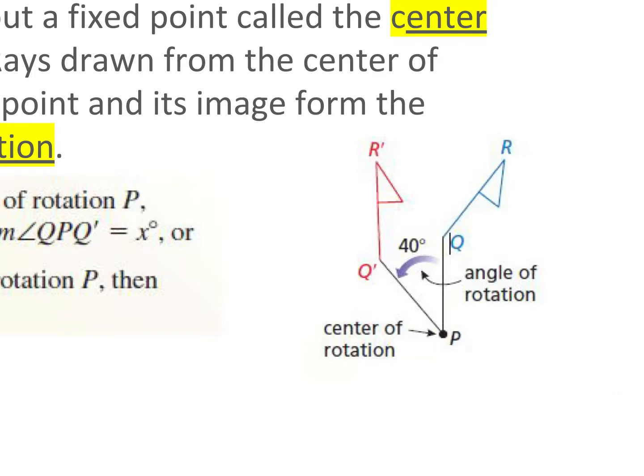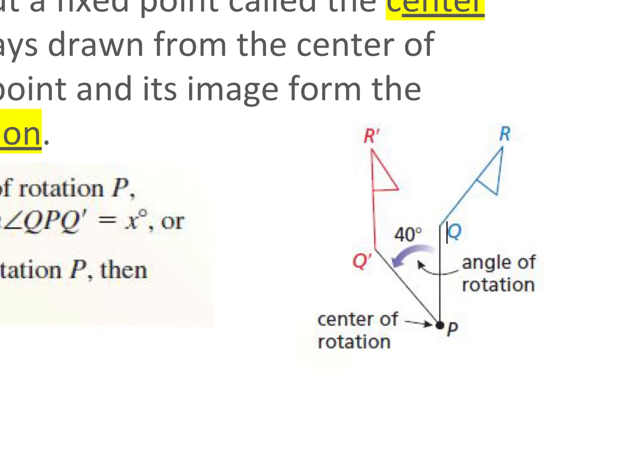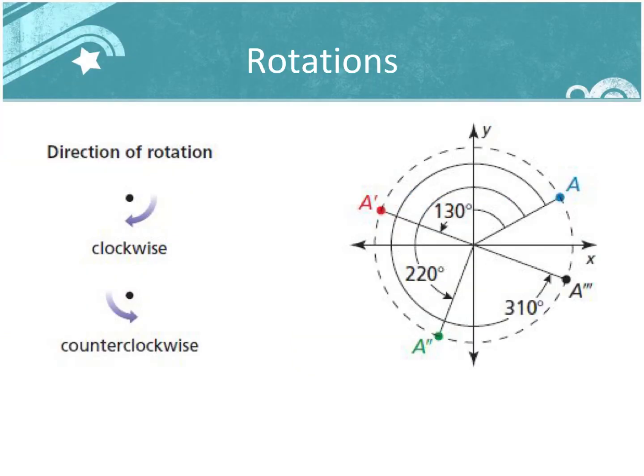Now, below it is an example of a 40-degree rotation about the point P, okay? So they drew a line up to point Q, and then they moved it 40 degrees, creating a 40-degree angle, and then they had Q prime, okay? Now, the big three that we're going to talk about are 90 degrees, 180, and 270, okay? And that's what we get to on the next slide, okay?